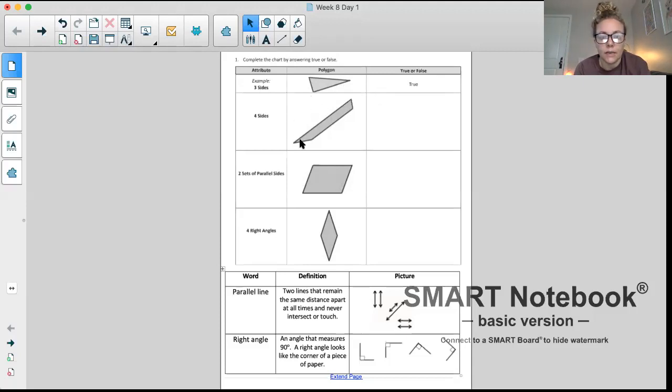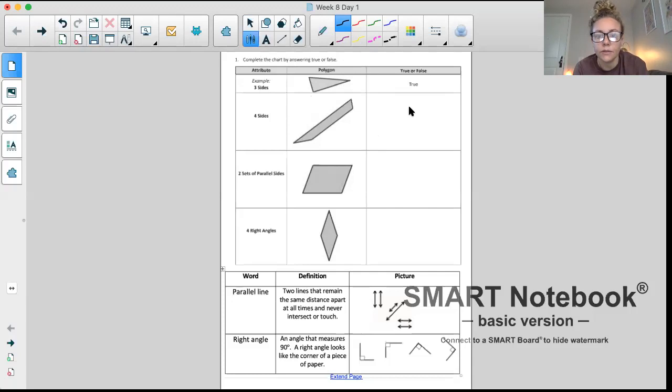4 sides. Here's the polygon. 1, 2, 3, 4. Is that true? Does it have 4 sides? Yes, it does. I'm going to do T for true. 2 sets of parallel lines.